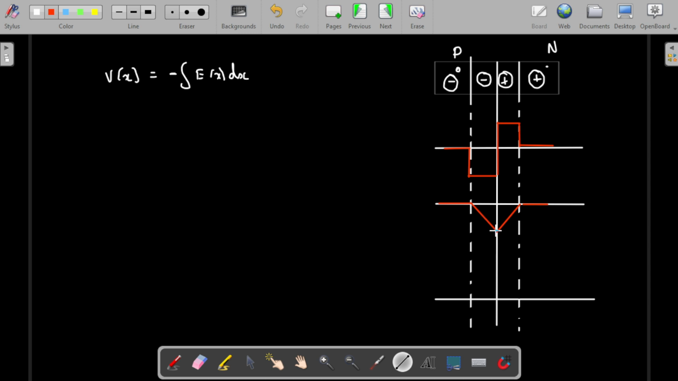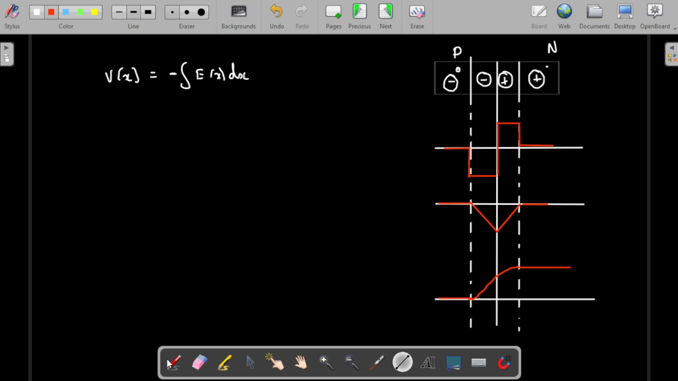So we know that it is an integral of this electric field. So the voltage curve will initially be 0. After that it will slowly rise whenever there is a change in electric field, and then it will saturate. After this region it will be straight, there will be no changes.